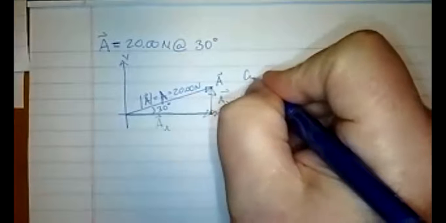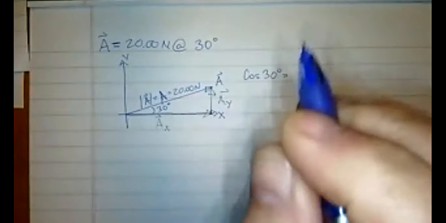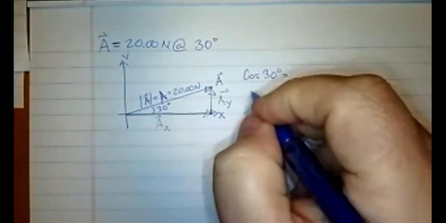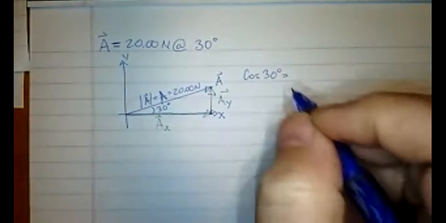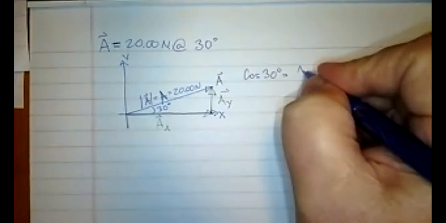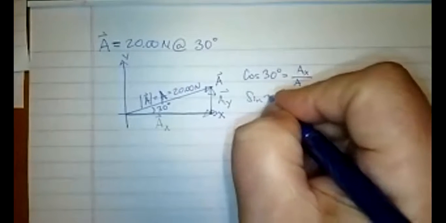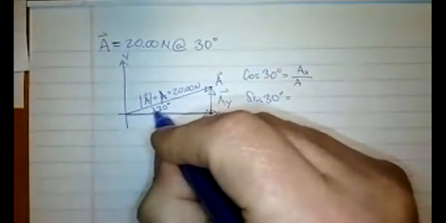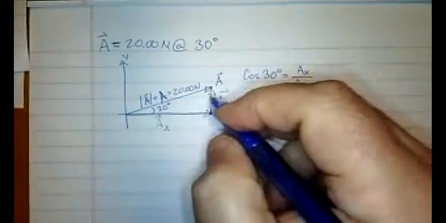So I'm going to write, for instance, the cosine of 30 degrees, according to this diagram, and SOHCAHTOA. SOH means sine equals opposite over hypotenuse, CAH means cosine equals adjacent over hypotenuse, and TOA means tangent equals opposite over adjacent. So cosine is adjacent over hypotenuse. That's a x over a. Sine, on the other hand, is opposite over hypotenuse. The opposite side is, of course, a y, and the hypotenuse is, of course, a.